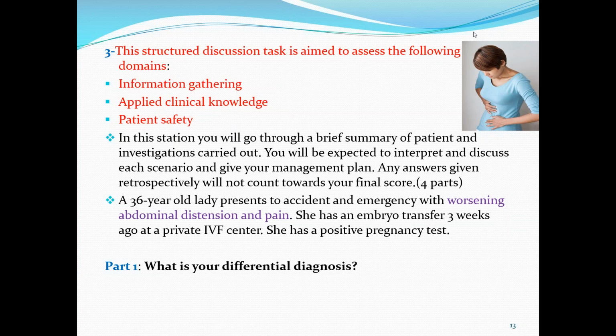I would like to assess the patient. I would like to take history and also examination and investigation of the patient, and then my differential diagnosis will be based on that. So in this case, my first differential diagnosis is ovarian hyperstimulation syndrome. The second is an ectopic pregnancy, and the third is an ovarian accident like ovarian torsion. Also it can be an impending miscarriage.